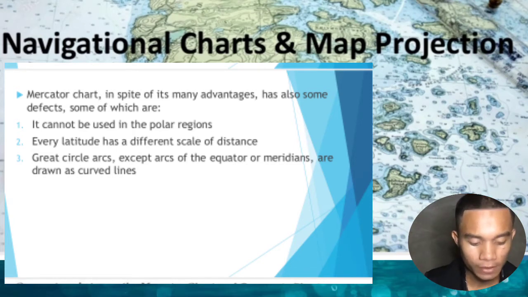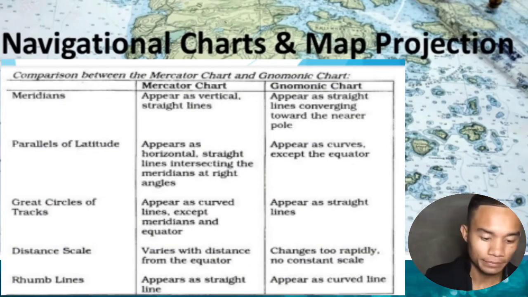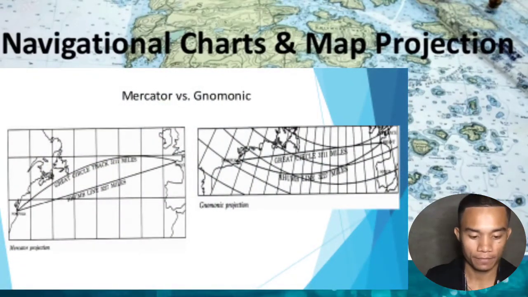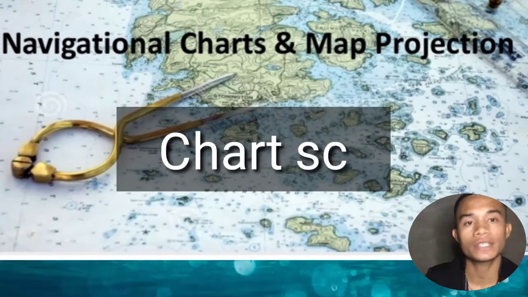Every latitude has a different scale of distance. Great circle arcs, except arcs of the equator or meridians, are drawn as curved lines. This is the table. If you can see, please observe. Mercator versus Gnomonic.